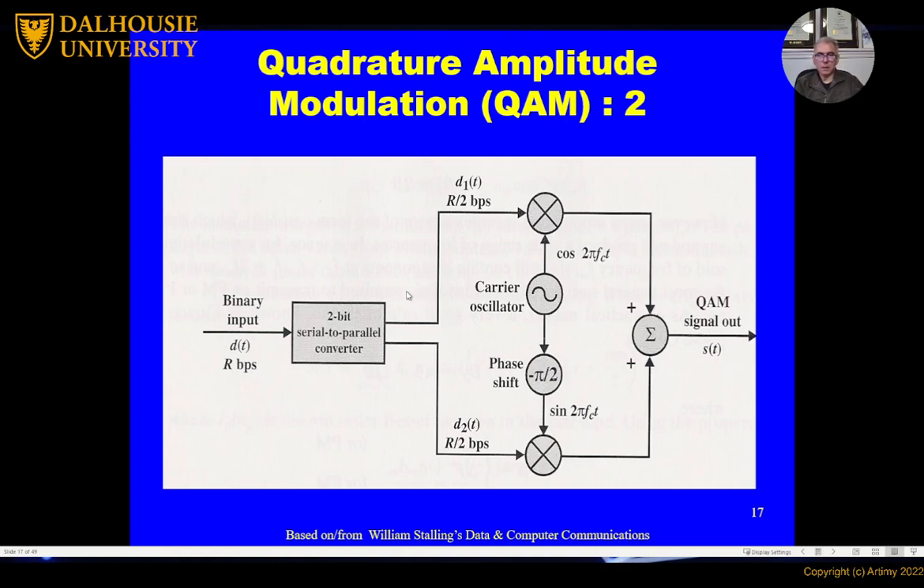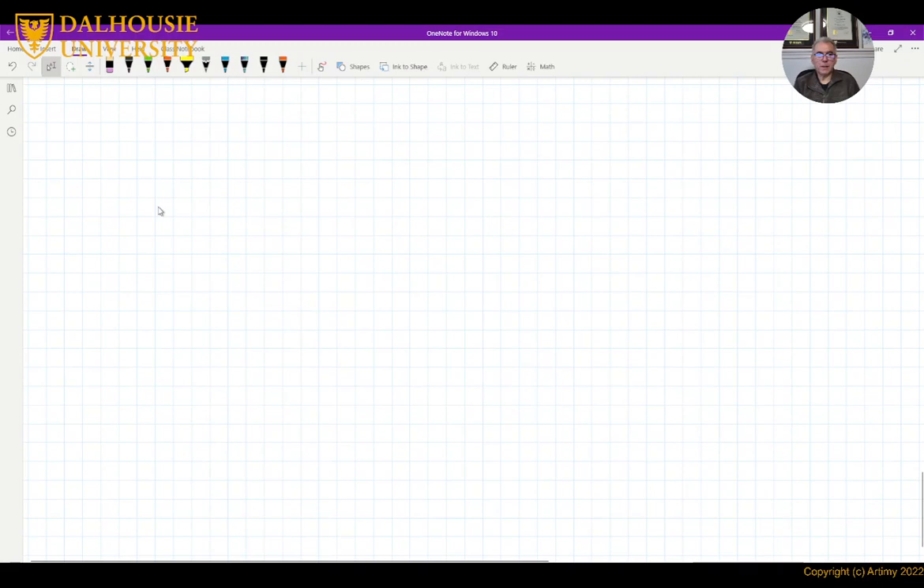So here is another way to explain it. If I say I have 1 0 1 1 0 0 0, like any random sequence, I don't have to choose exactly what it is, I will convert this to two streams by taking the odd bits, the odd number of bits, and the even number of bits, and separating them. So these are the odd ones, and these are the even ones.